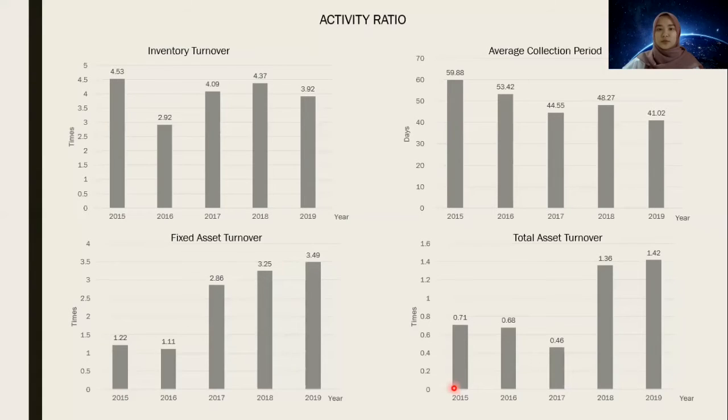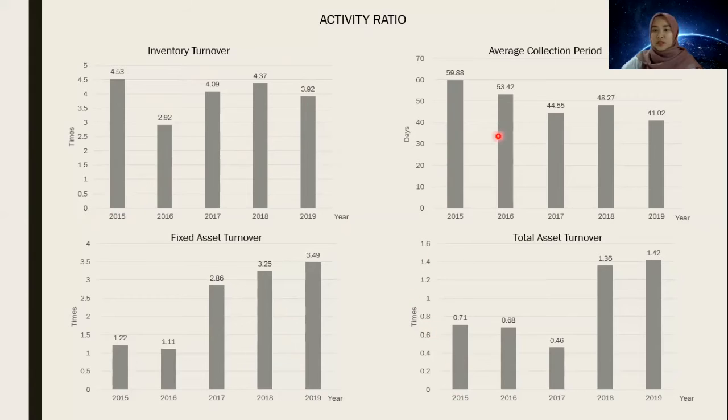And then we move to the activity ratio for Sime Darby Berhad. For inventory turnover, the higher the ratio showed the better performance of this company, where the highest ratio for inventory turnover was on 2015, recorded at 4.53 times. It means that the firm's effectiveness in its inventory management is relatively good, as with RM1 investment in inventory, the firm is able to produce RM4.53 of cost of goods sold.